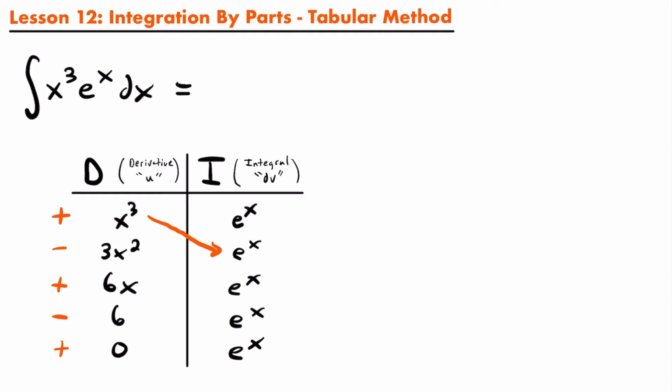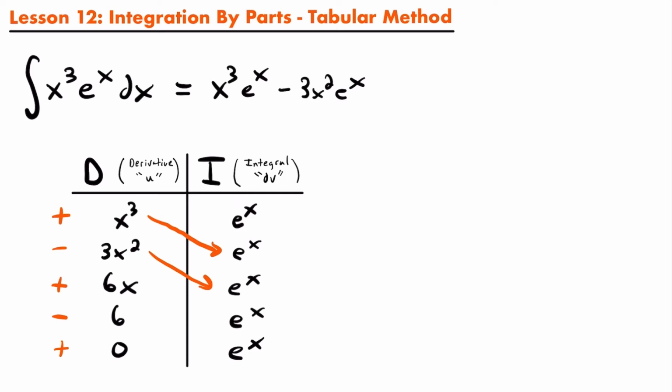So this integral will be equal to x cubed times e to the power of x, and then we're going to add that to the next term in the derivative column times the next integral term. So once again, we are multiplying diagonally, but this time we have negative 3x squared times e to the power of x. So we will be subtracting 3x squared times e to the power of x.